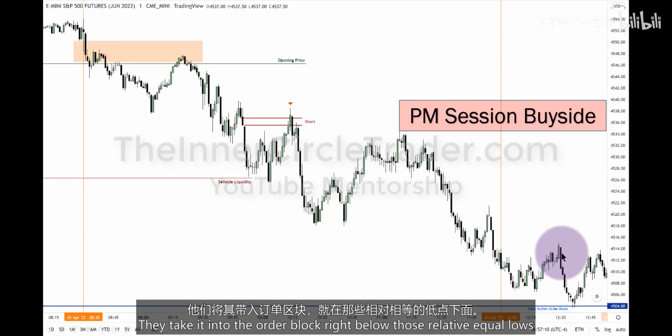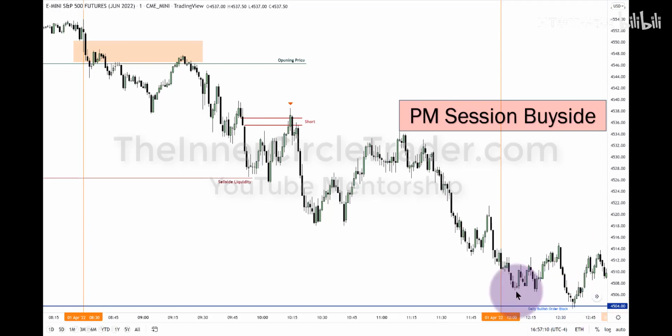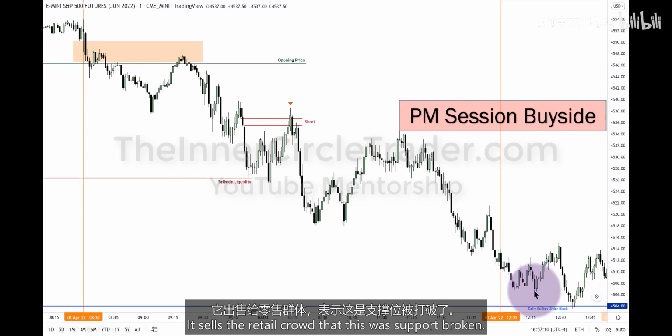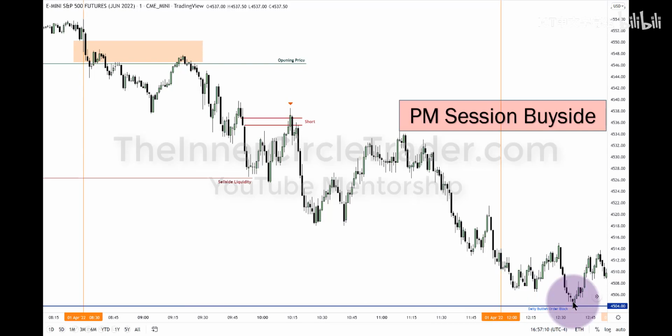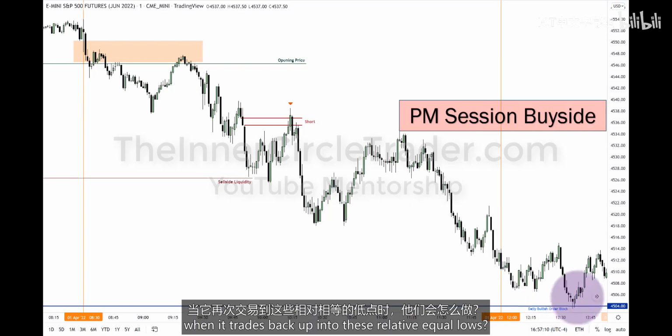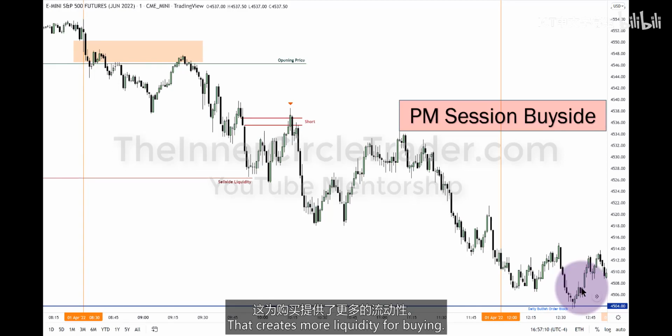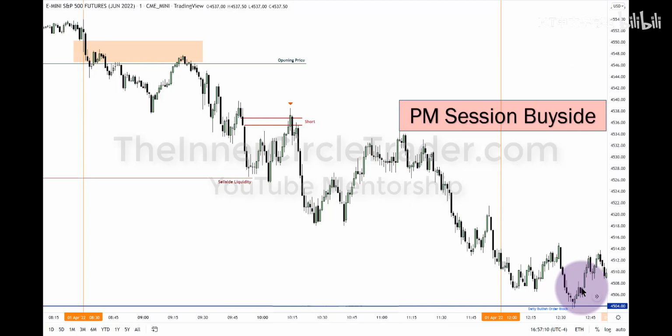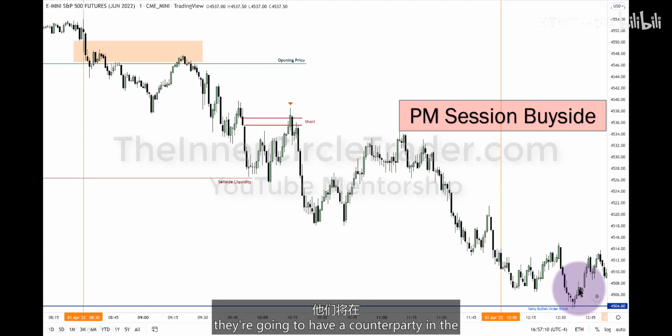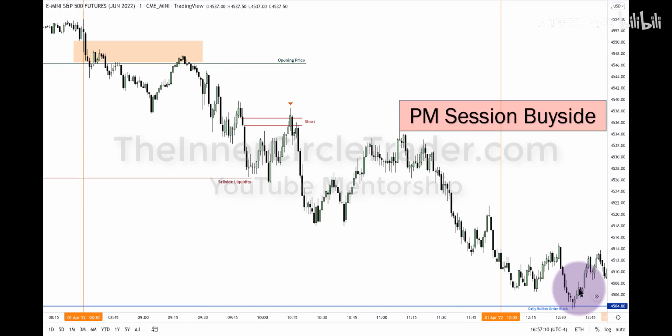Notice these relative equal lows. They take it into the order block right below those relative equal lows. Because it sells what? It sells the retail crowd that this was support broken. What are they going to want to do when it trades back up into these relative equal lows? Sell, right? That creates more liquidity for buying. So this is engineering buy side liquidity on the basis of sell side flow. Sellers coming in the marketplace. These sellers, they're going to have a counterparty in the form of smart money buying it.